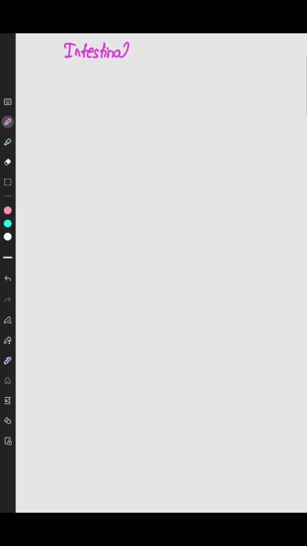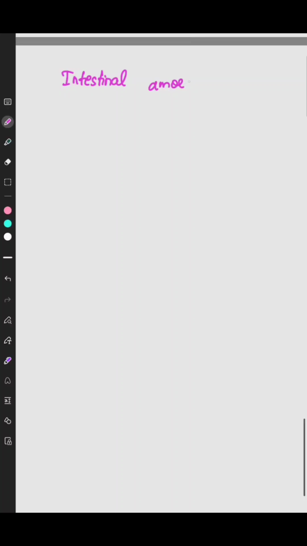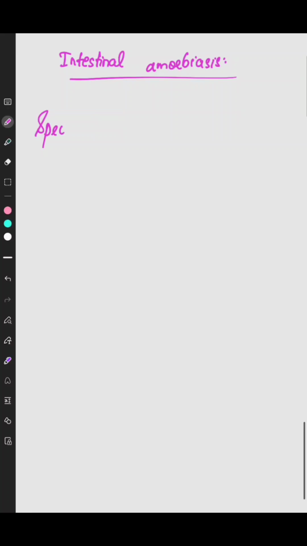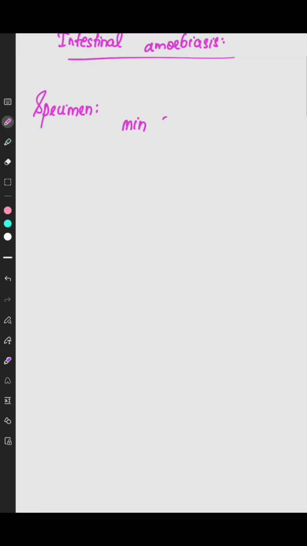Now let's see about intestinal amoebiasis. Amoeba is a single-celled protozoan parasite that constantly changes its shape, which is due to the presence of an organ of locomotion called pseudopodium, which means there will be an organ for locomotion, the pseudopodium. Because of that, it will constantly change its shape.